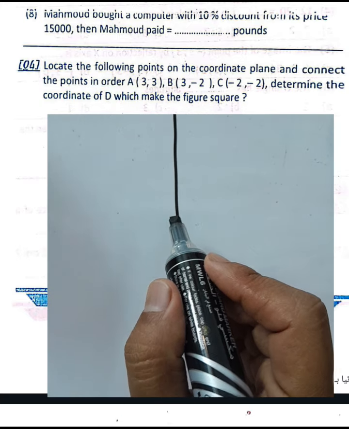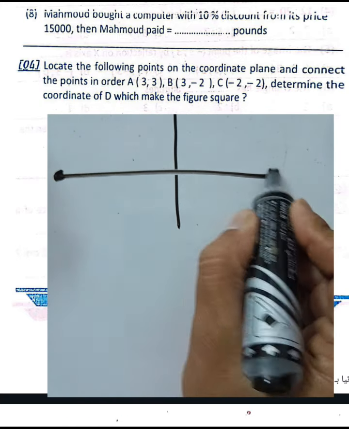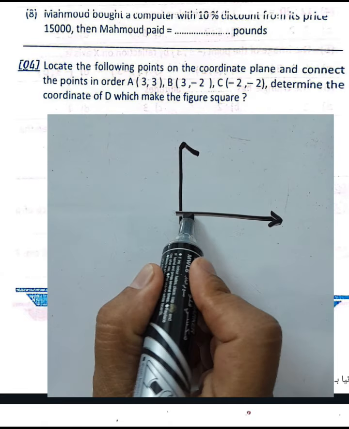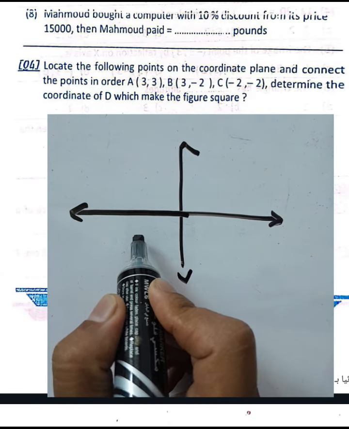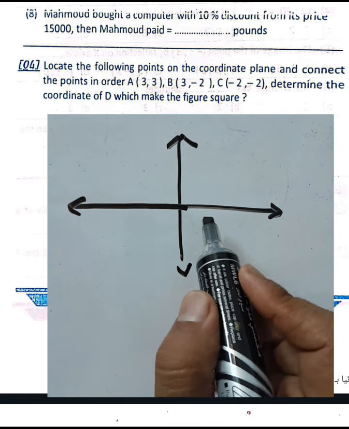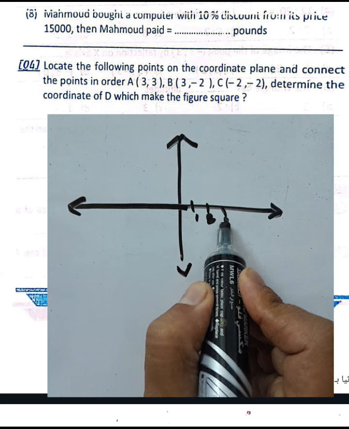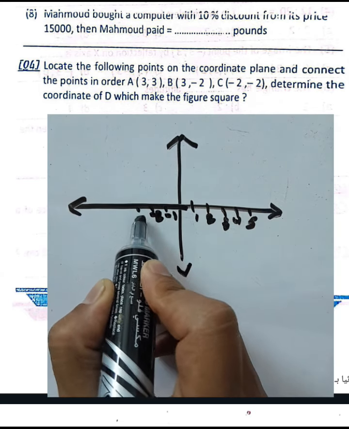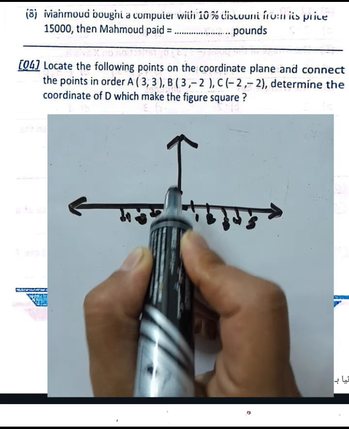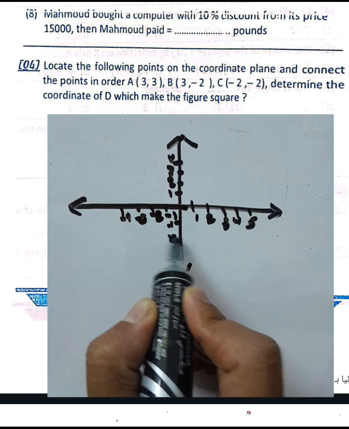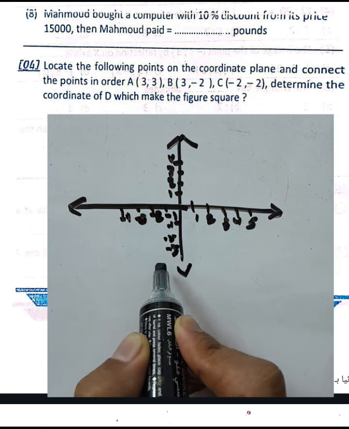We have here A, B, C, and we want to find the point D to get a square. We know all sides of a square are equal in length, and the measure of each angle equals 90 degrees. We have 1, 2, 3, 4, 5, -1, -2, -3, -4, 1, 2, 3, 4, -1, -2, -3.